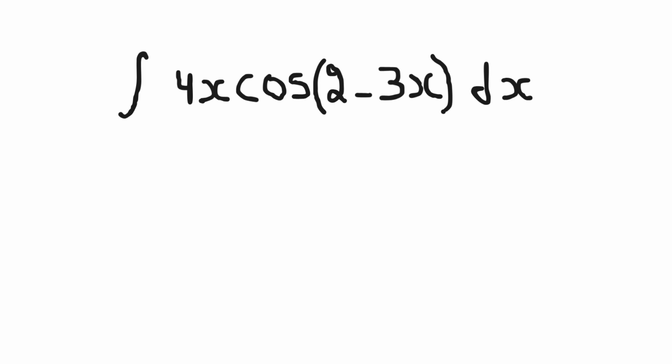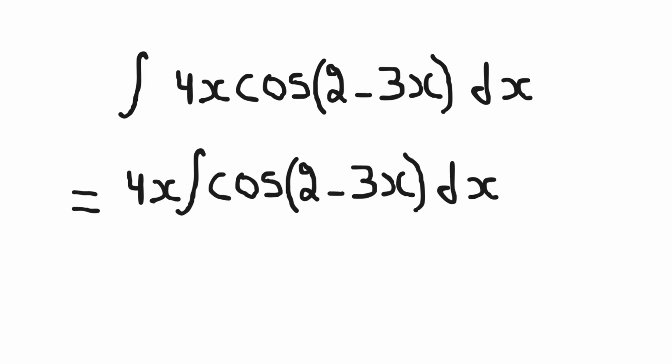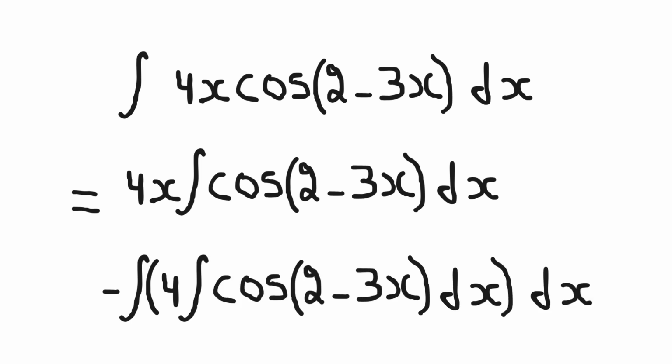Now let's solve another example. The integral of 4x times cosine of 2 minus 3x dx equals 4x times the integral of cosine of 2 minus 3x dx minus the integral of 4 times the integral of cosine of 2 minus 3x dx.